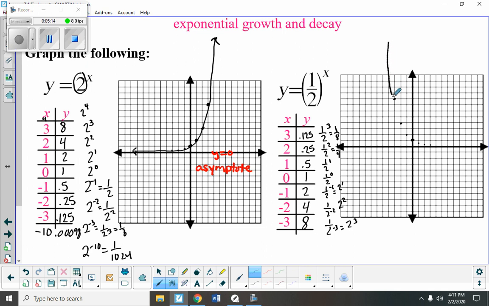So this one is going to approach 0, but it's never going to hit it. So again, the line y equals 0 is an asymptote. And when this is a fraction between 0 and 1, we'll notice that it's going to take this shape. It's called decay. When this value is greater than 1, this is called growth.